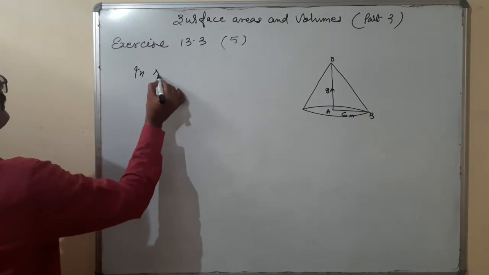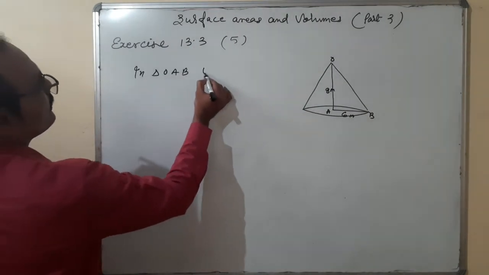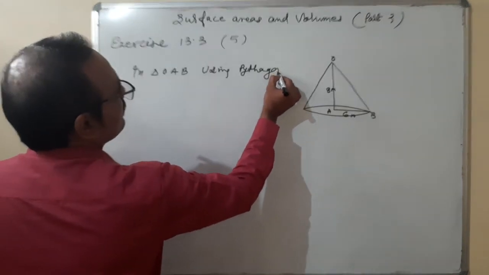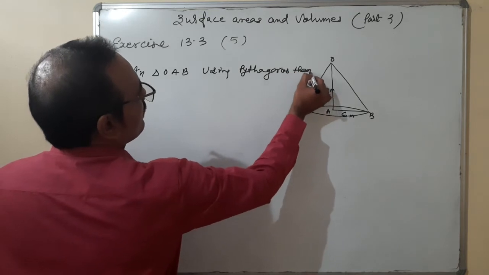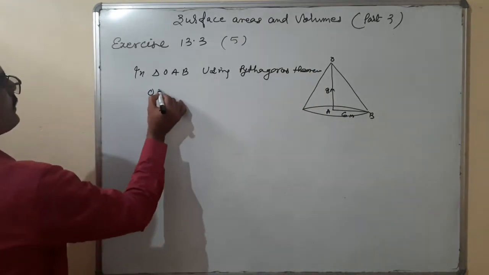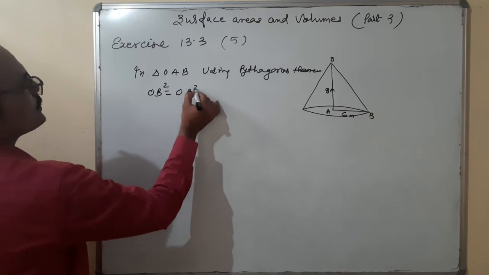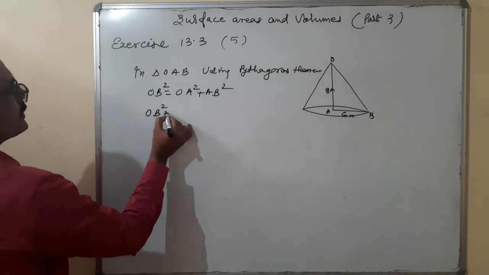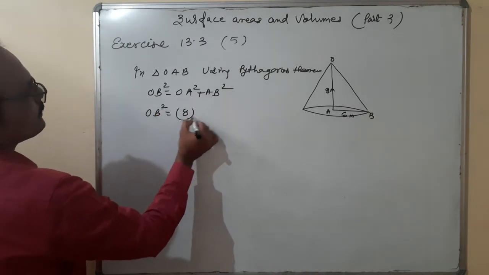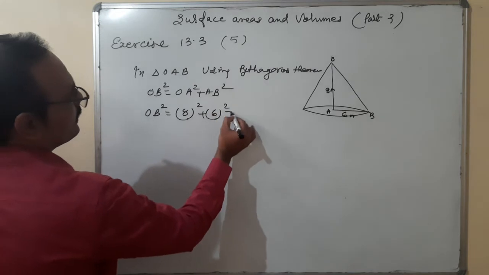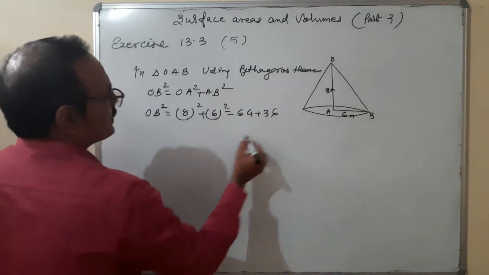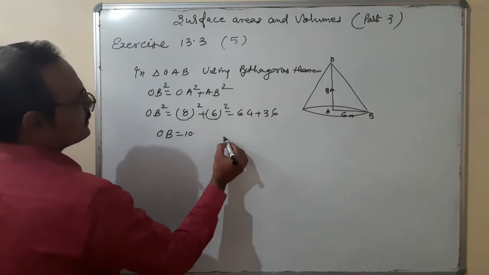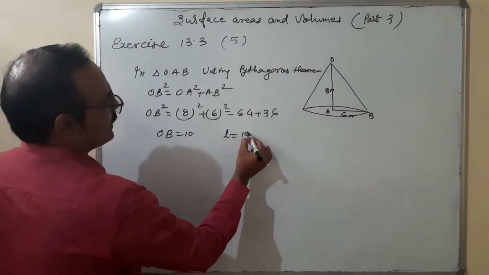In triangle OAB, using Pythagoras theorem, OB square is equal to OA square plus AB square. OB square is equal to 8 square plus 6 square. 8 8 is 64 plus 36, total 100. So OB is equal to 10, and OB is the slant height. So slant height L is equal to 10 meter.